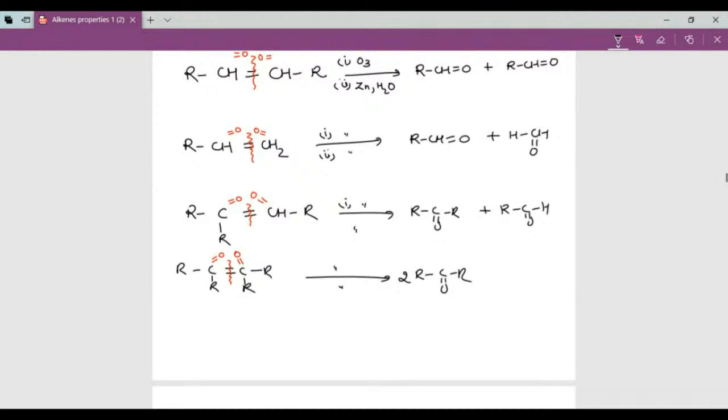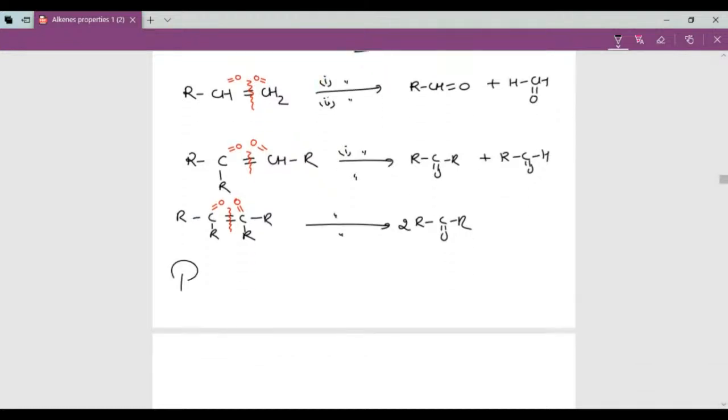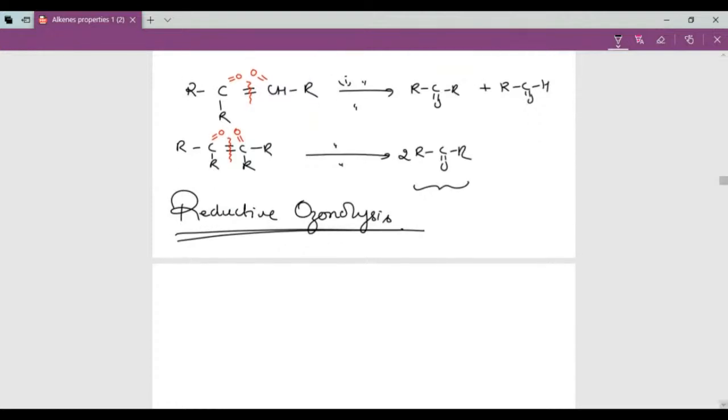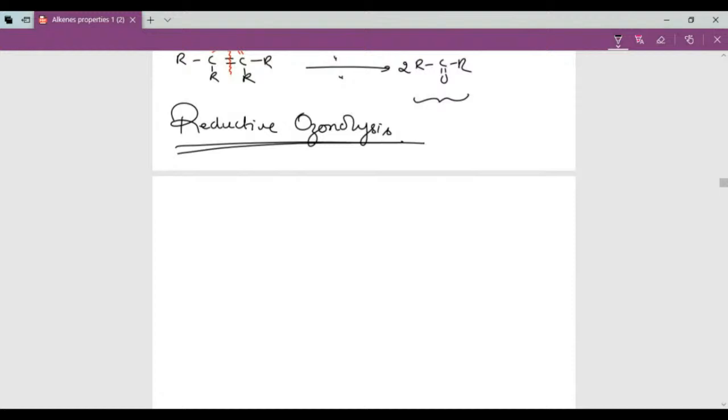And when zinc is written on the second arrow, it is also known as reductive ozonolysis. So whenever you see the word reductive ozonolysis, don't get confused that you have to reduce the product. It is not at all required. The word reductive ozonolysis is used for the normal ozonolysis only. There is no reduction as such. Why then is this word reductive introduced? I'll tell you in the mechanism.